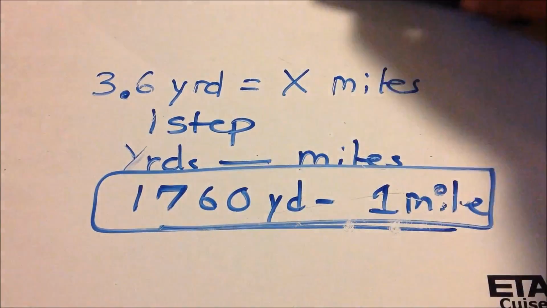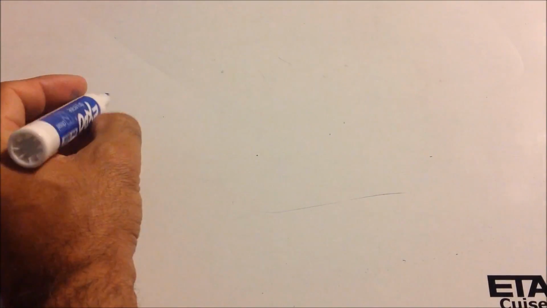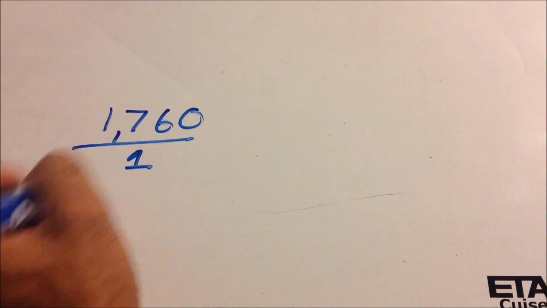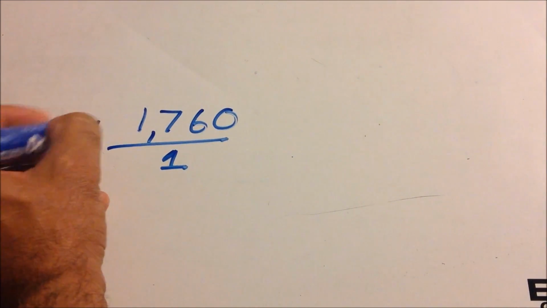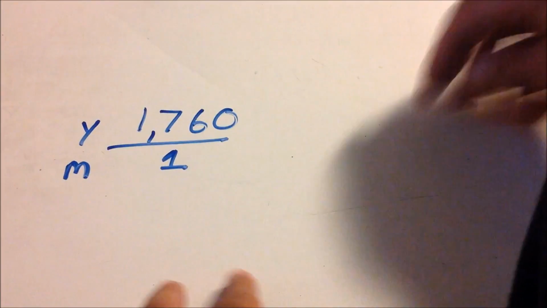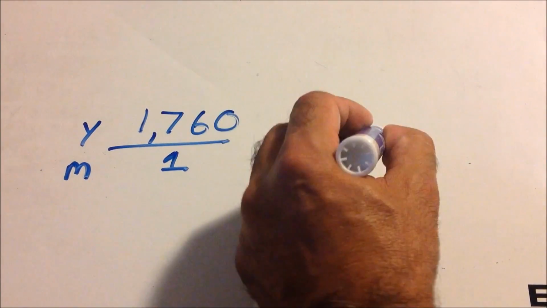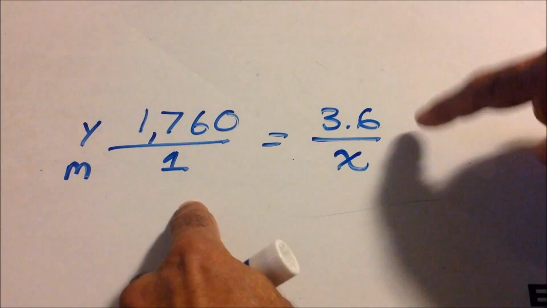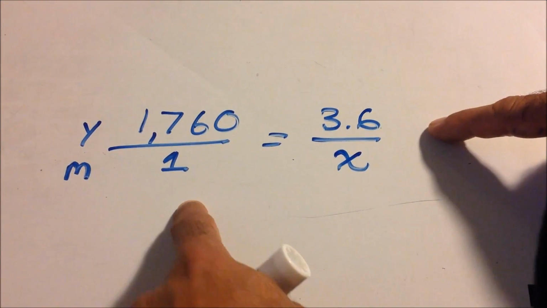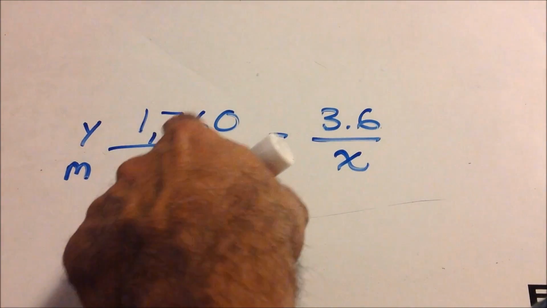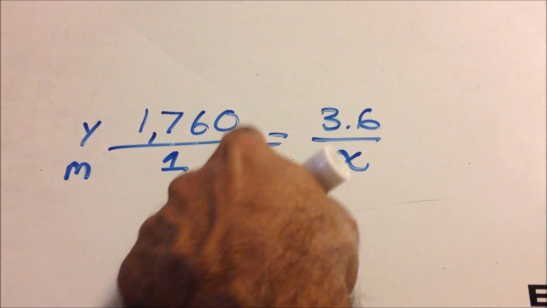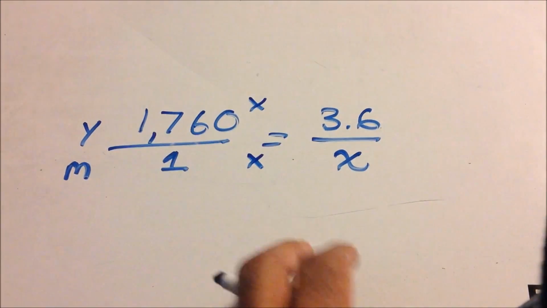So let's make 2 equal ratios so we can see what we're doing here. We're saying that 1,760 yards is 1 mile. And we're labeling them yards, miles. Again, you could flip it around if you label it. And we want to find out how many miles is 3.6 yards, and there's our X. So there's our equivalent ratio. So 1,760 times what is 3.6? Whatever that is, we'll do the same on the bottom.